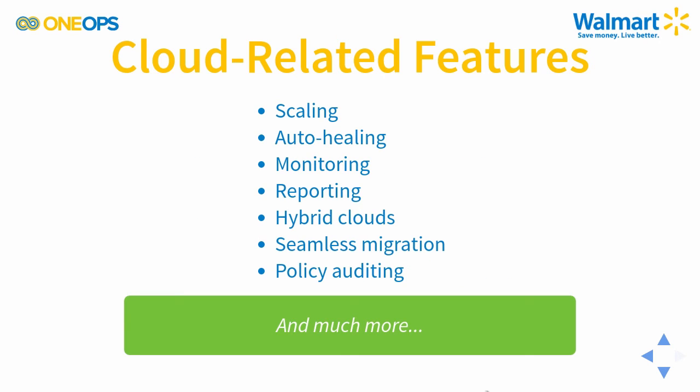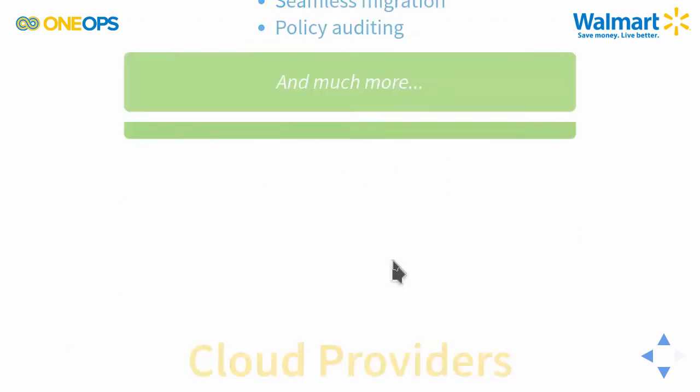Cloud-related features in OneOps include aspects such as scaling and auto-healing. You get access to monitoring and reporting. You can easily set up hybrid clouds. You can migrate between them, and you can go into further depth in terms of policy auditing, and many more aspects become available due to the cloud concept in OneOps.